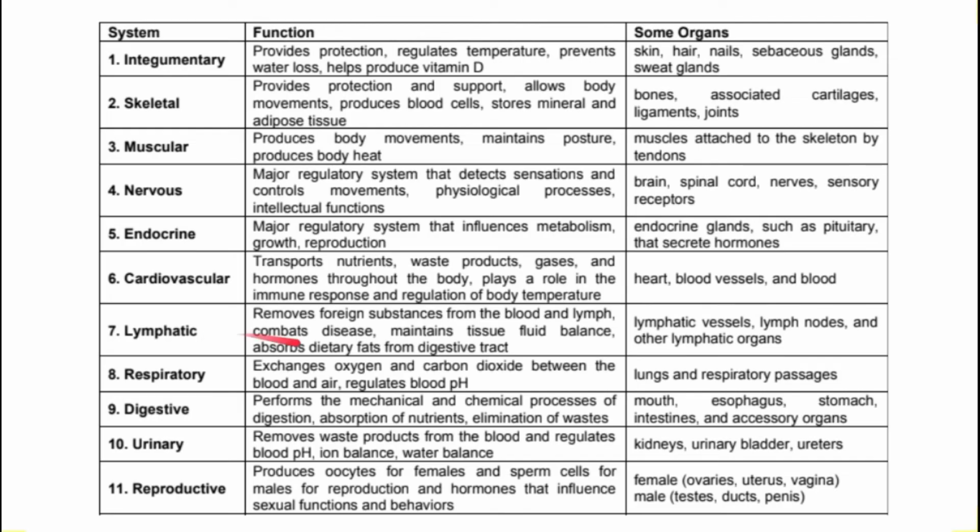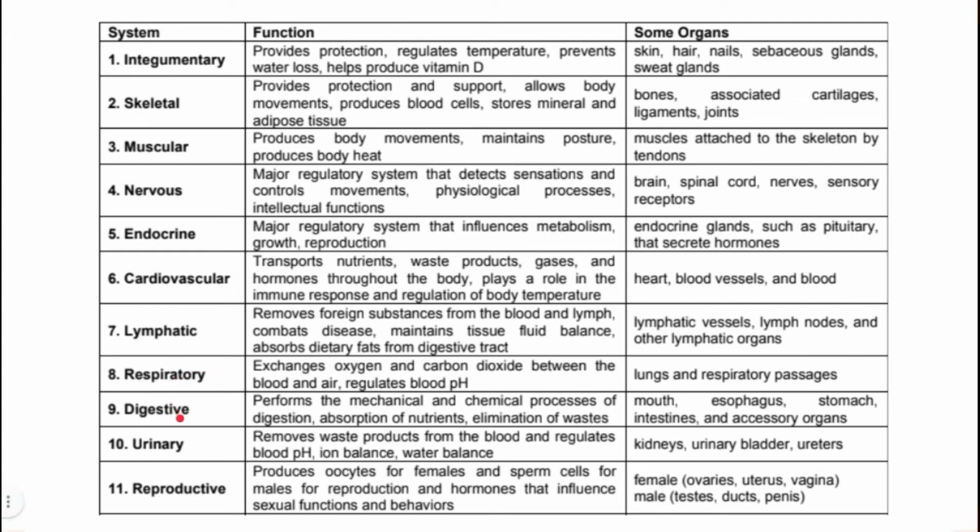Under the lymphatic system, we have the vessels, the lymph nodes, and other lymphatic organs. Number 8, respiratory system. This is an exchange of oxygen and carbon dioxide, basically our blood gases between blood and the air, and can regulate your blood pH. Under the respiratory system, we have lungs and respiratory passages.